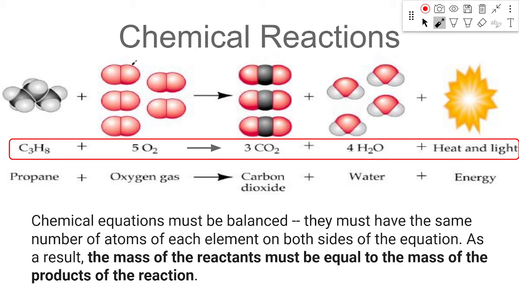I started out with 10 oxygens, 5 2-packs, and when I get done, I've got 1, 2, 3, 4, 5, 6, 7, 8, 9, 10. And then we also had 8 hydrogens, so they've got to be represented over here somewhere. I've got 1, 2, 3, 4, 5, 6, 7, 8. Everything is there. I took all of these molecules apart, made some different molecules, got some heat and energy out of it, and that is the chemical reaction. Okay, so that's kind of neat.